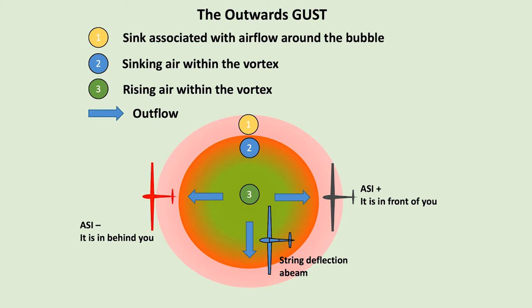If we're the blue glider and we haven't hit the middle of the thermal, we'll find that the string is deflected before we get to the center core of the thermal. If we're the red glider, we'll get an airspeed reduction gust, telling us that the thermal is behind us.